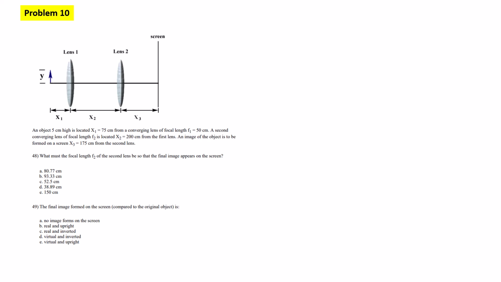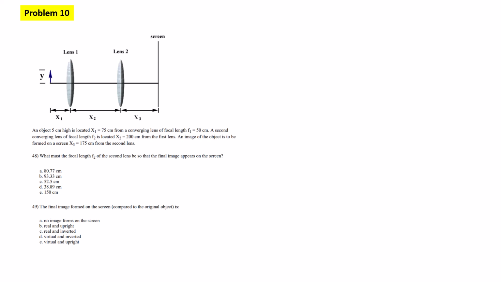A second converging lens of focal length f2 is located 200 centimeters from the first lens. All right, an image of the object is to be formed on a screen 175 centimeters from the second lens. So we're given a bunch of distances here and the focal length. We're not given the focal length of that second lens, but we are told where that final image is located. What must the focal length f2 of the second lens be so that the final image appears on the screen?